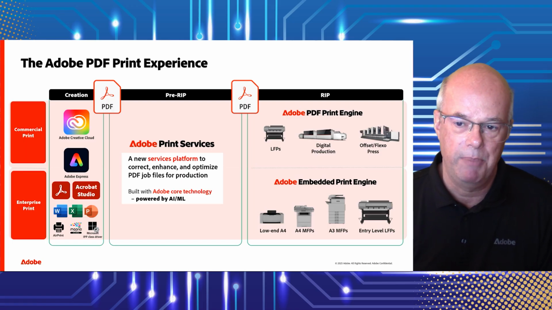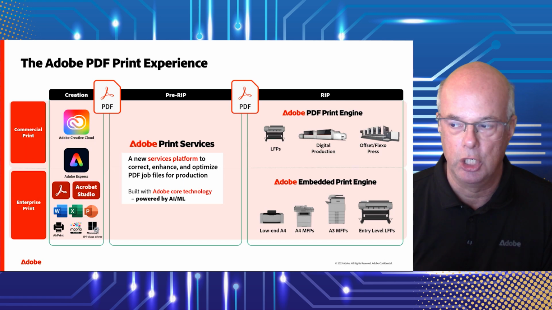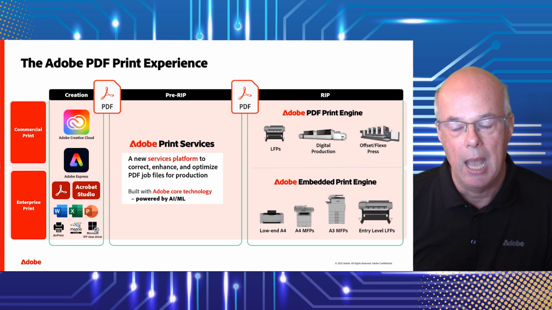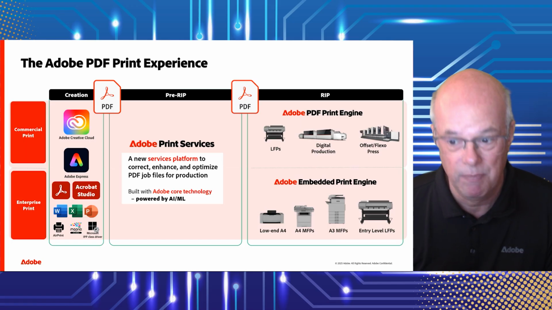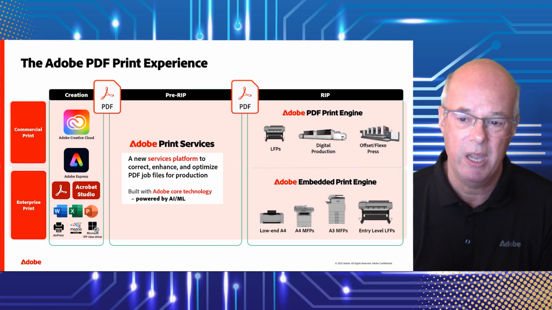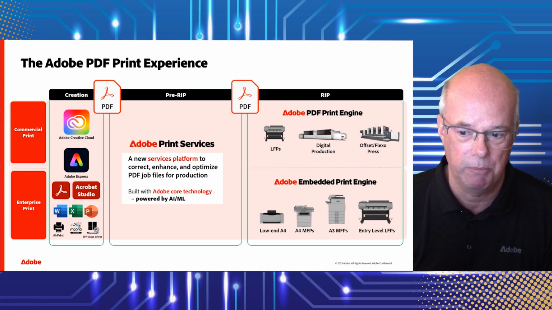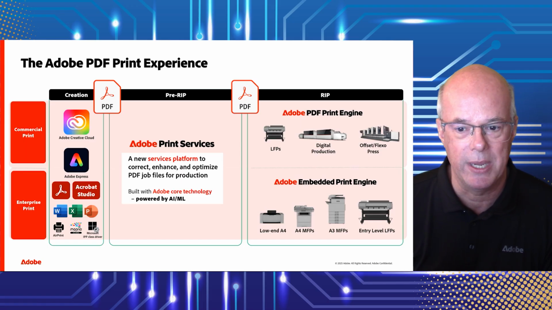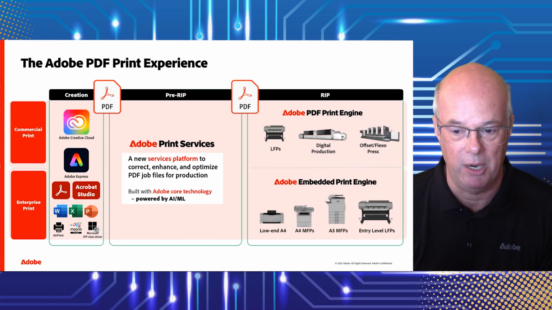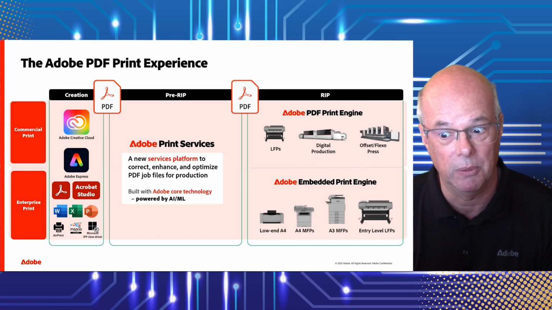What's key here is that PDF is the technology that is used all the way from creation through to RIP. By taking these PDF files, correcting them if there are any issues in them, enhancing them for the production workflows, and optimizing them to make sure that they run smoothly and efficiently through our press shops, we're able to make sure that we get the best possible end-to-end experience with the least friction possible.